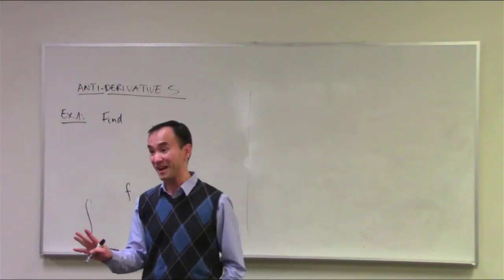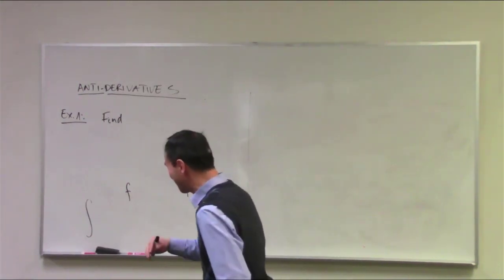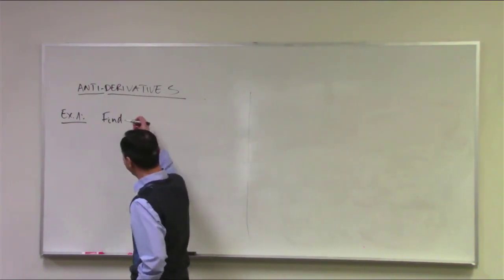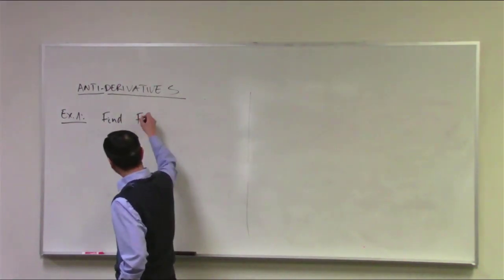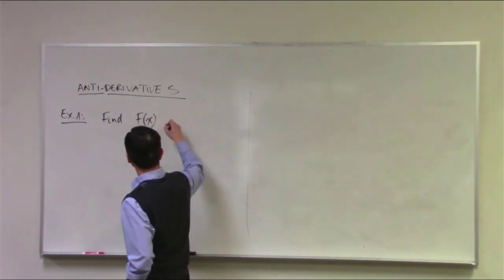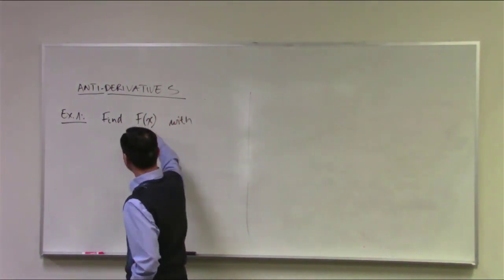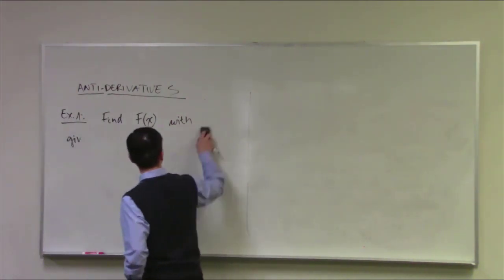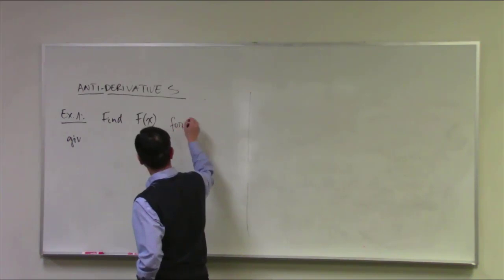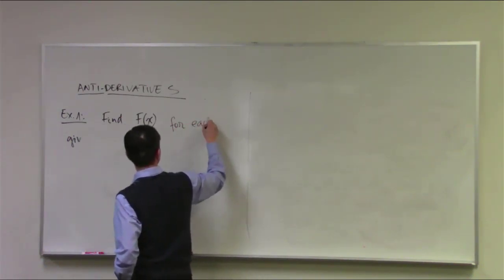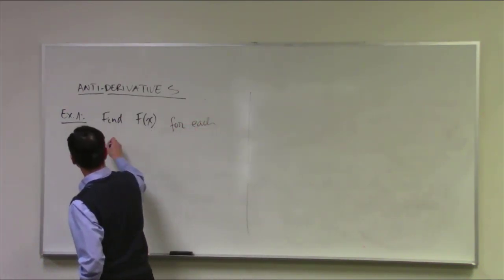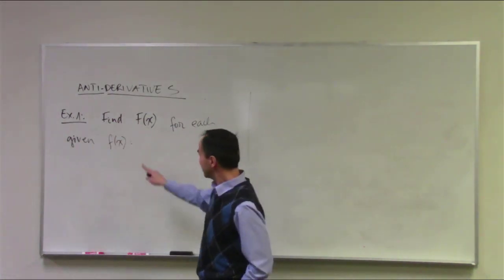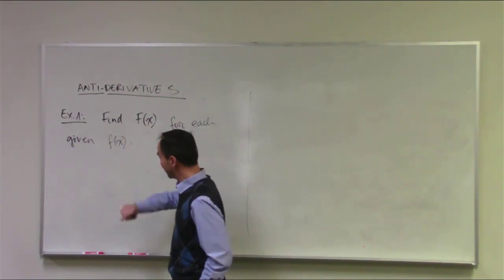Now, you may have seen some of that already because these days the internet is so available, but you've got to align your learning with what's going on here. So, find the antiderivative, capital F of x, for each given function f of x. That's why clearly this is the antiderivative version and this is the beginning function version.